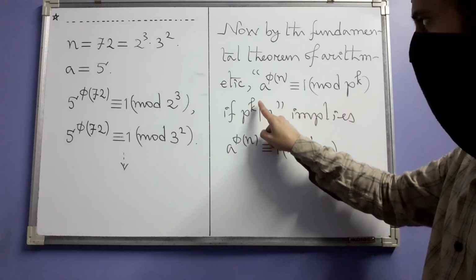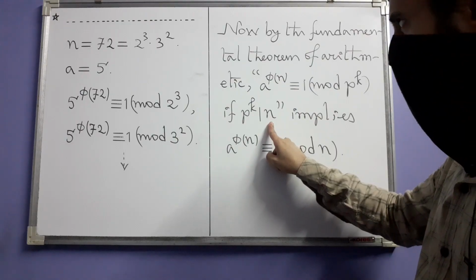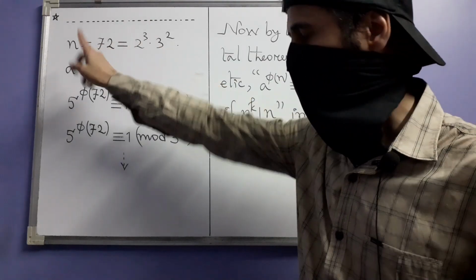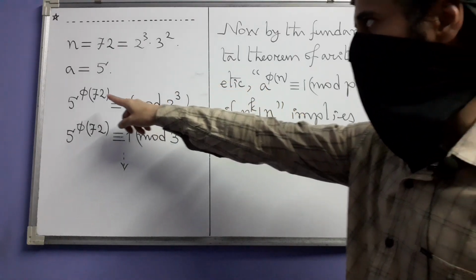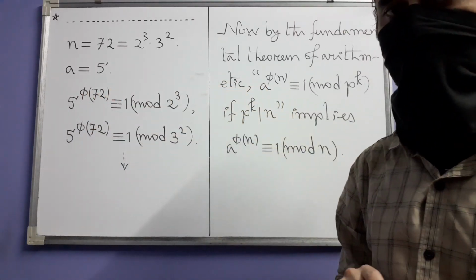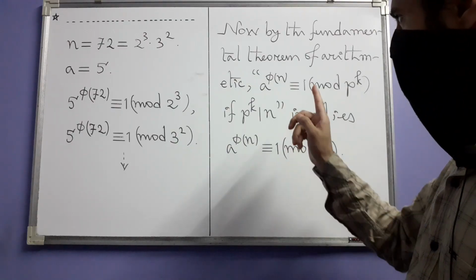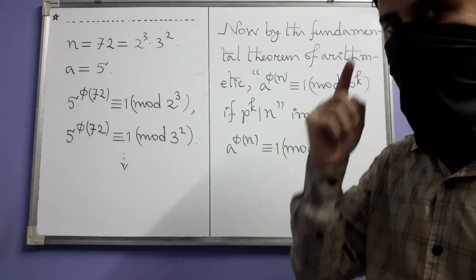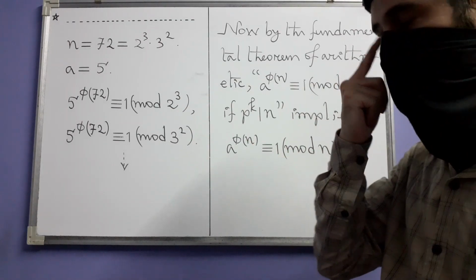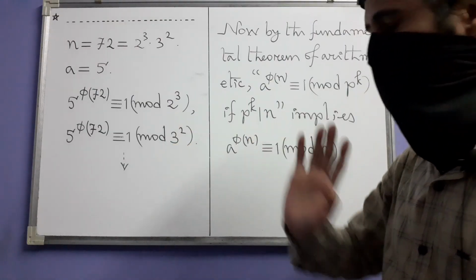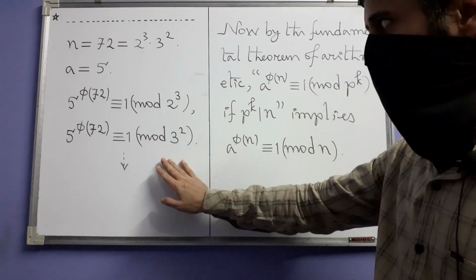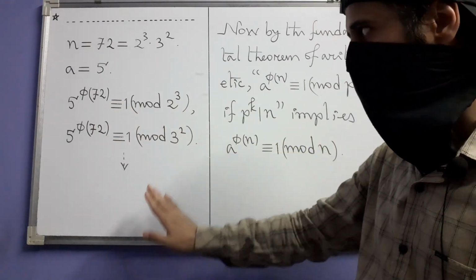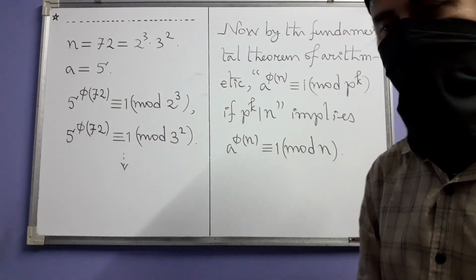If p to the power k divides n, 2 cube divides n, then a to the power phi of n, 5 to the power phi of 72, is congruent to 1 modulo 2 cube. So here that k is 3 and p is 2. Similarly, you get this one. Alright, so these are two congruences. I mean, the congruences look the same, but the moduli are different.